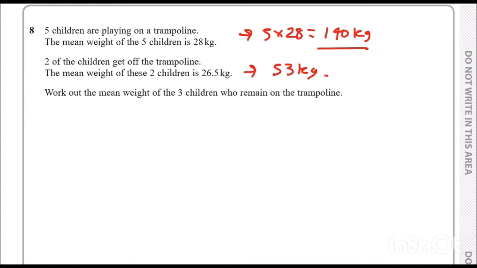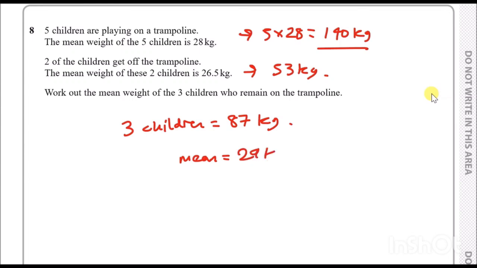So if I had to subtract these two results, we'll find out that the weight of the 3 children was actually the difference between 140 and 53, which is 87 kg. Now if I had to divide that by 3, well, actually it turns out that the mean weight of each of those children, or the 3 children that remain on the trampoline, was 29 kg. And that's it, guys. That's this question done.